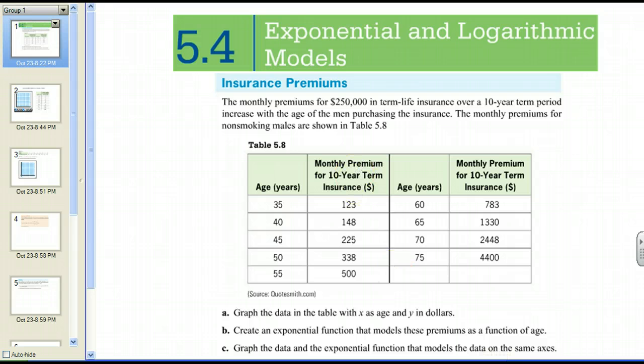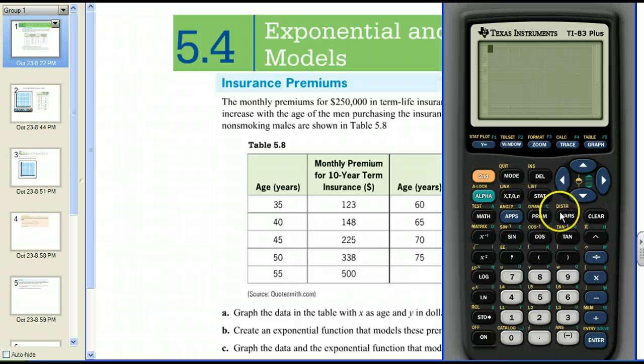Alright, so I'm going to go to my calculator and enter in all the data. I've got it all in here already. Go to Stat, Edit, and then put all your data in. X is in L1, Y is in L2, and notice that's what I've already got here.